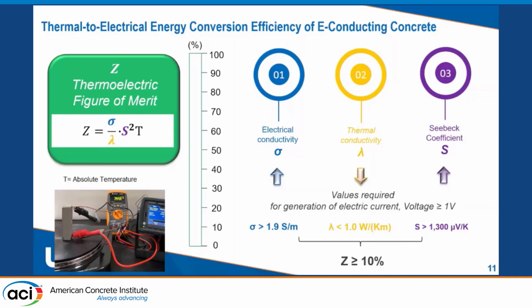All right, so we prepared some elements here. And from empirical investigation, experimental work and equations, we set these benchmarks. We need an electrical conductivity higher than 1.9 Siemens per meter, thermal conductivity lower than 1 watt per Kelvin meter, and a Seebeck coefficient higher than 1300 millivolt per Kelvin. So we can reach a thermoelectric figure of merit of at least 10% that is required to generate 1 volt.